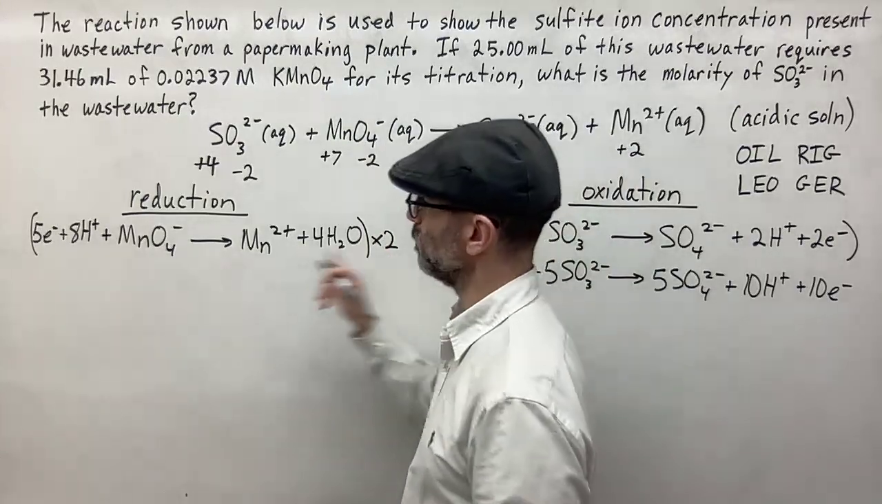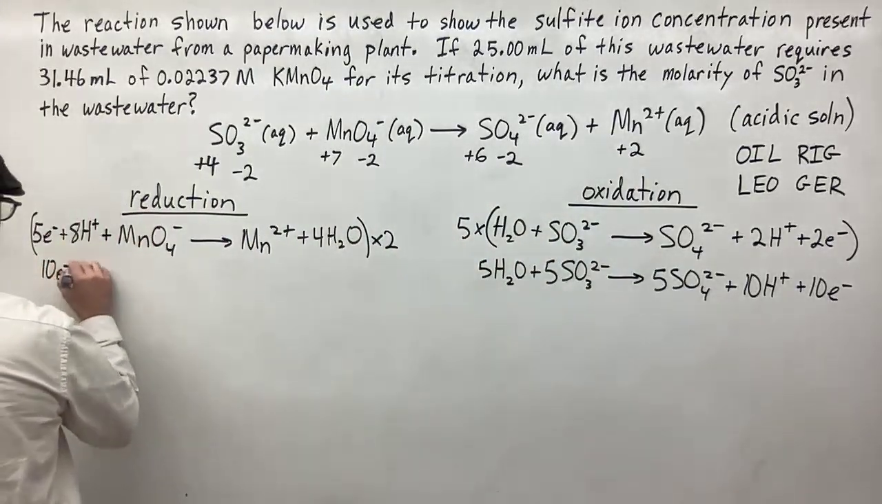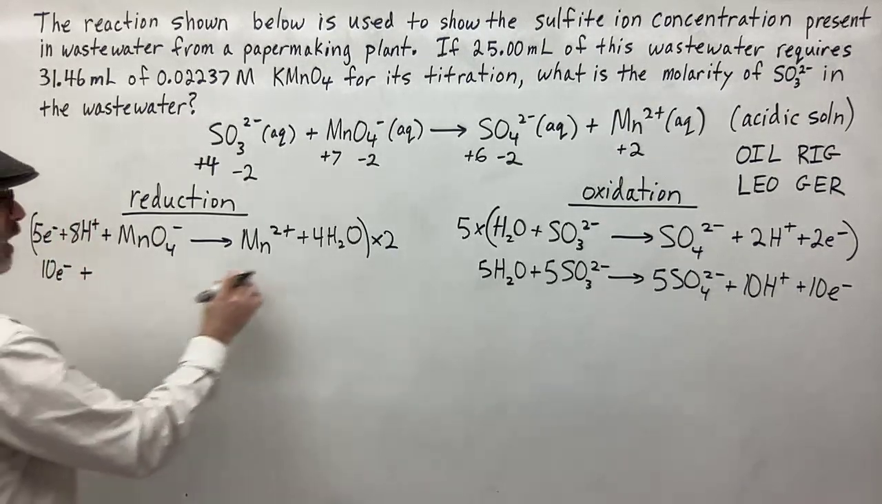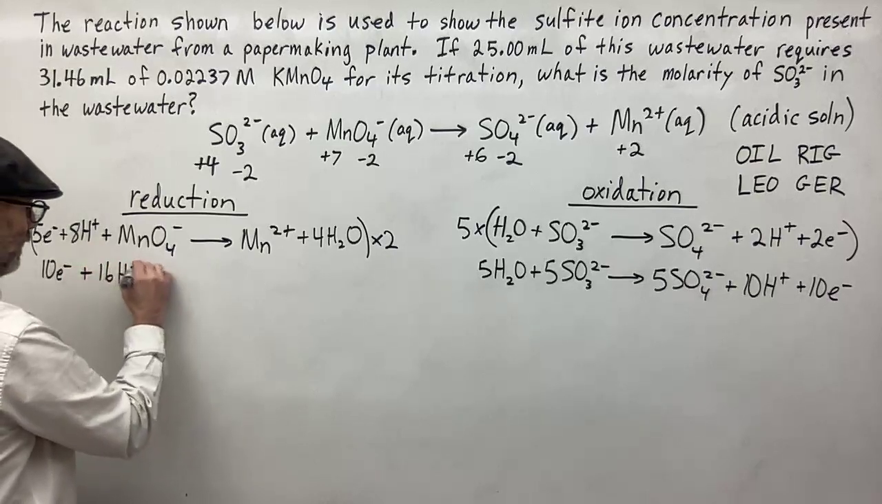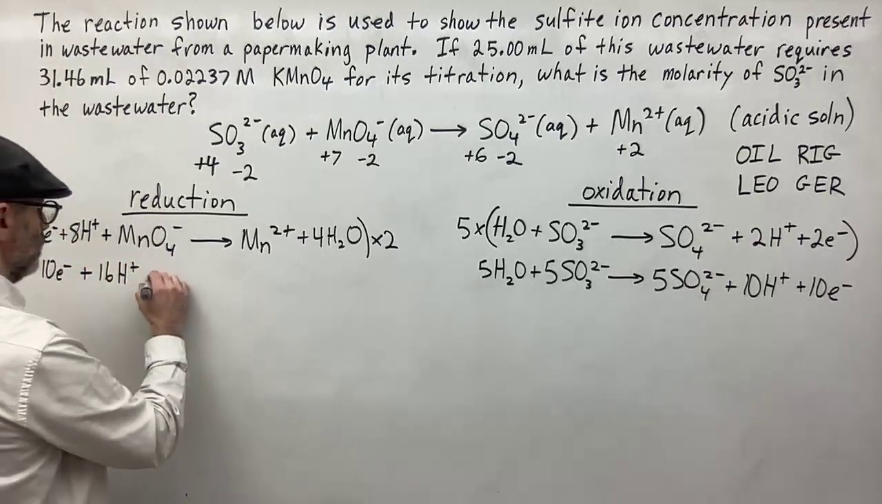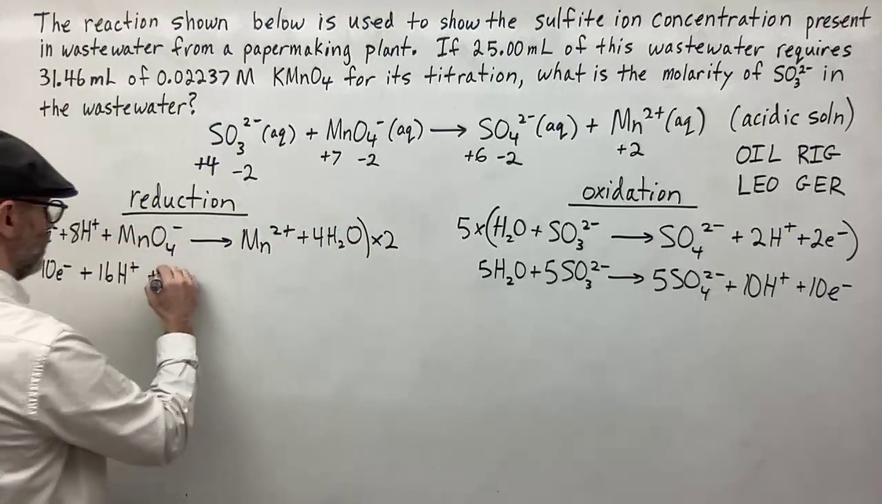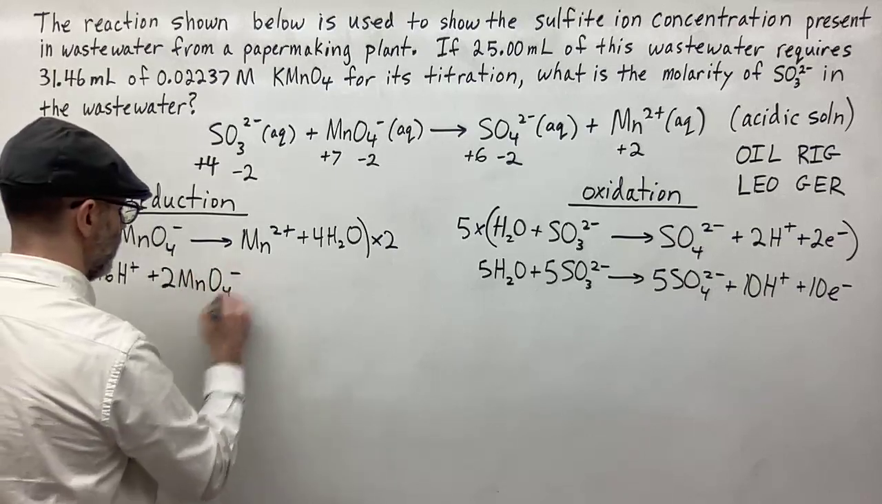I have 2. I'm going to multiply everything by 2. So here I'm going to get 10 electrons plus 2 times 8 is 16, 16H plus, again, 2 times this is going to be 2 MnO4 minus.